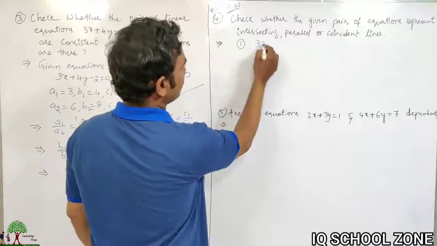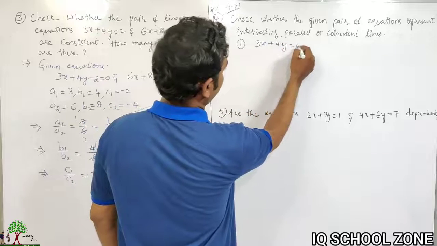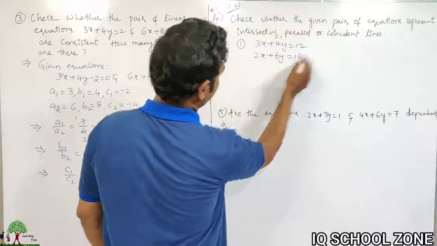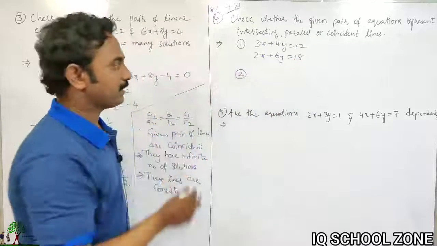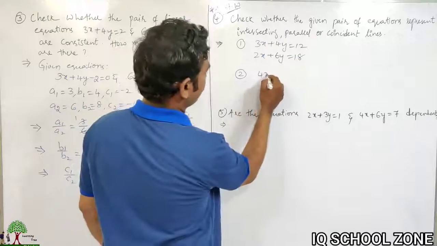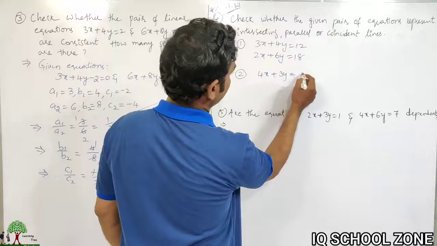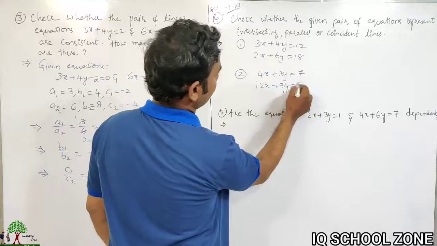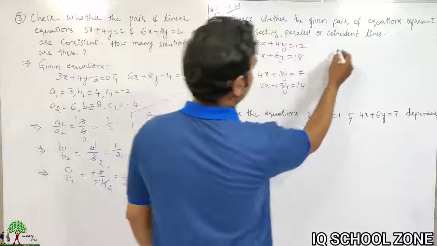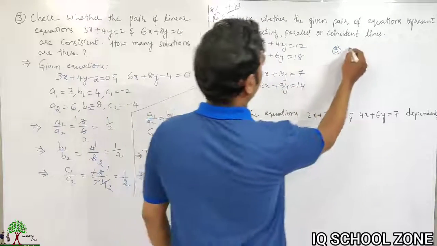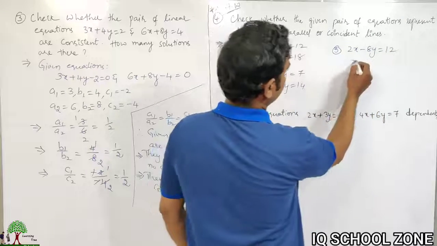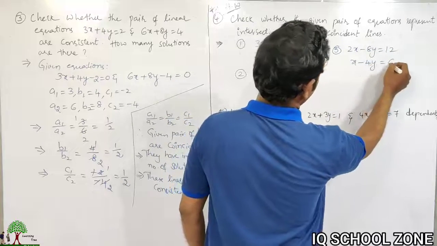The first one is 3x plus 4y is equal to 12 and 2x plus 6y is equal to 18. This is the first one. Next, the second one is 4x plus 3y is equal to 7 and 12x plus 9y is equal to 14. The third one is 2x minus 8y is equal to 12 and x minus 4y is equal to 6.